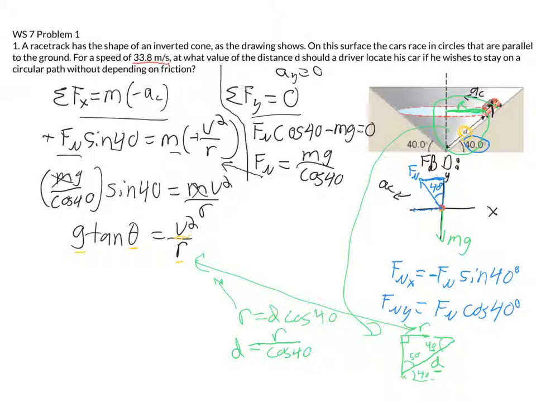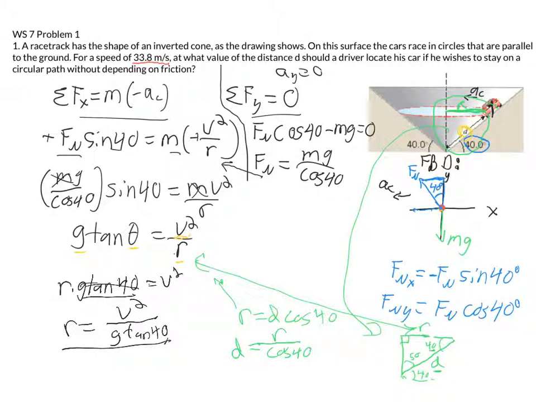So going back to the original problem, if we want to solve for r, we can multiply both sides by r, so you get r times tangent of theta, which at some point I changed 40 to theta, so let's just pop that back to 40, and that's equal to v squared. Then dividing by g tan 40 to get rid of that, you get r equals v squared over g tan 40. So from that you can solve for r, plug it in, solve for d, and you get a box-worthy solution.